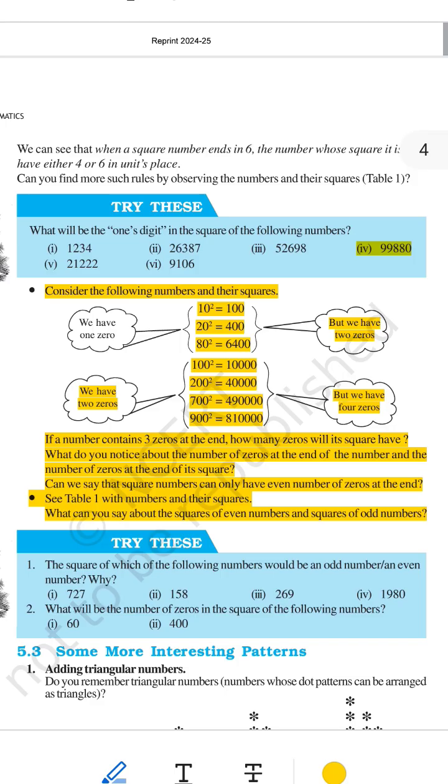1. What is a square? When we square a number, we multiply it by itself. Example, 5 times 5 equals 25. 25 is the square of 5. Square number means the result of a number multiplied by itself.